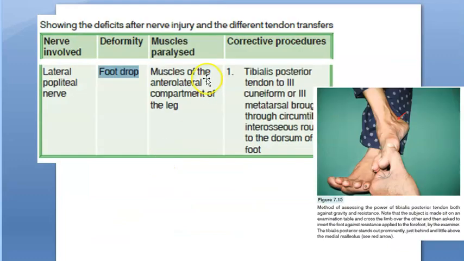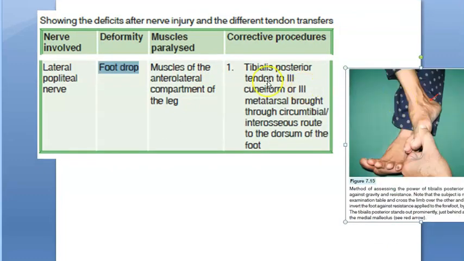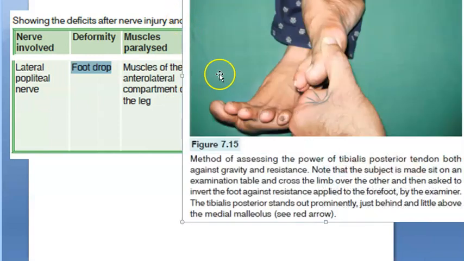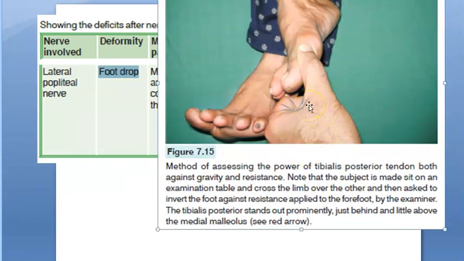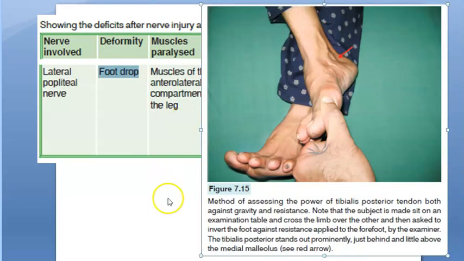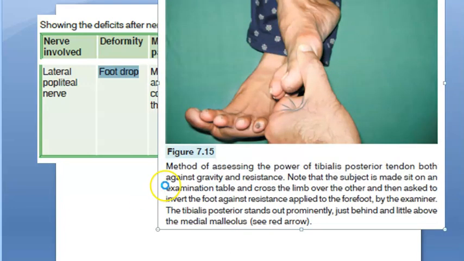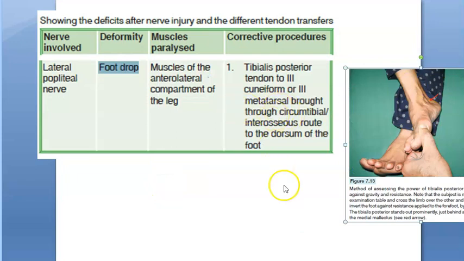We told you about the gait, the high stepping gait. Now let us look at the corrective procedure. The corrective procedure is tibialis posterior tendon to third cuneiform or third metatarsal, brought through the circumtibial interosseous route to the dorsum of the foot. Here they are assessing the power of the tibialis posterior tendon, both against gravity and resistance. So how to check? They have written it here. Basically the tibialis posterior tendon is transferred to the third cuneiform, third metatarsal. That's what they are saying.